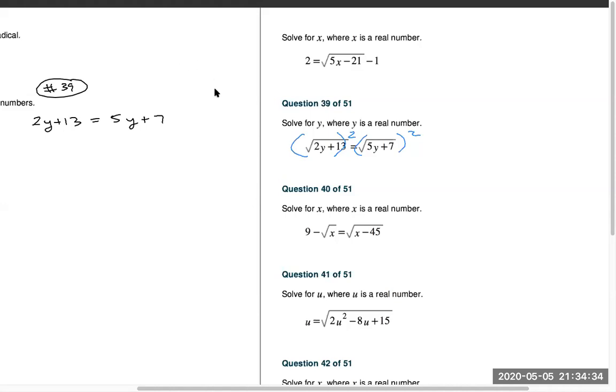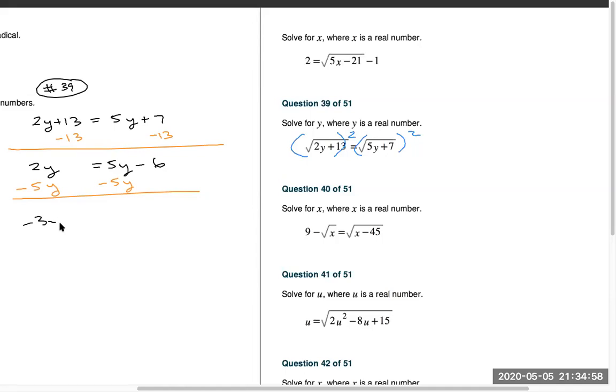I'm going to start by subtracting 13 from both sides. 2y equals 5y minus 6. And then we're going to subtract 5y from both sides. We have -3y equals -6. Divide by -3 on both sides. y equals 2.